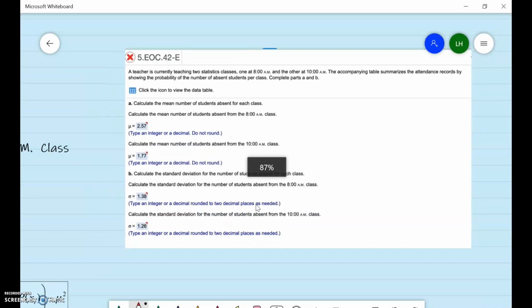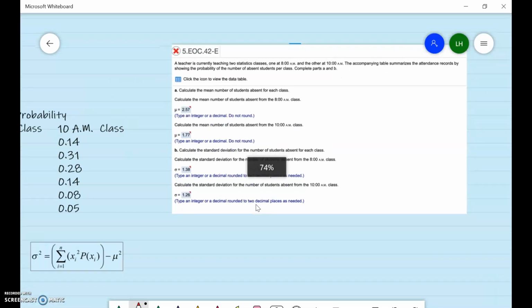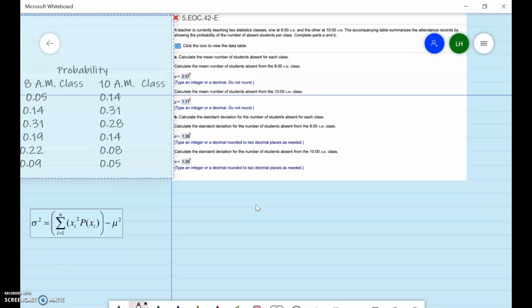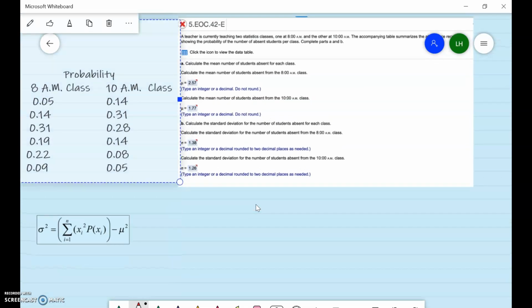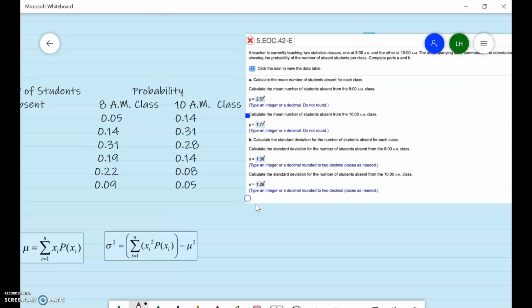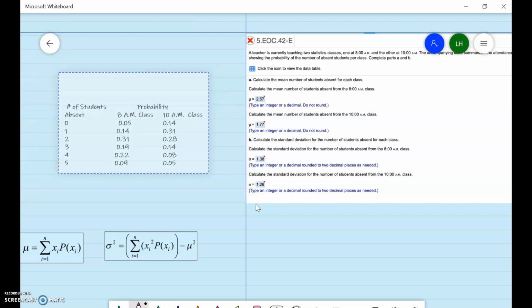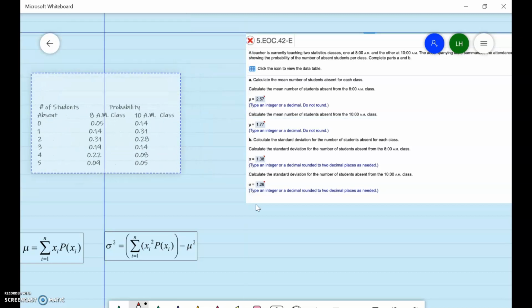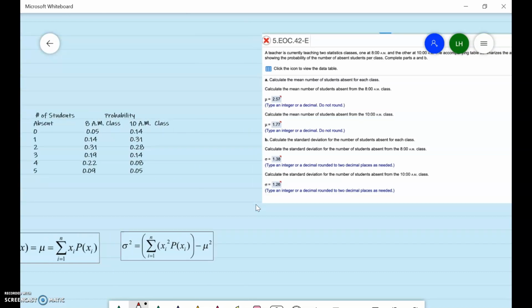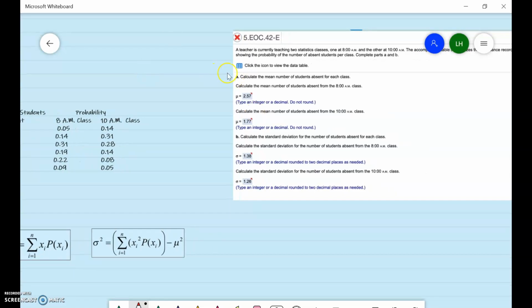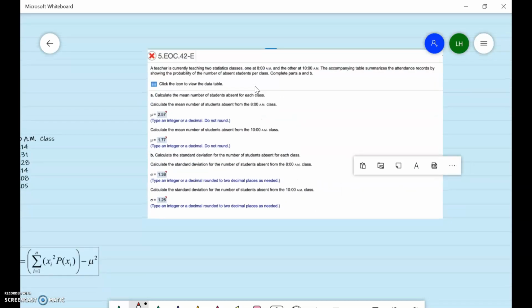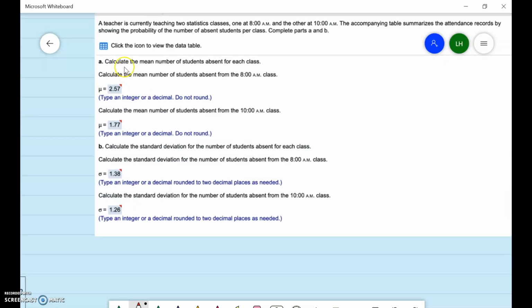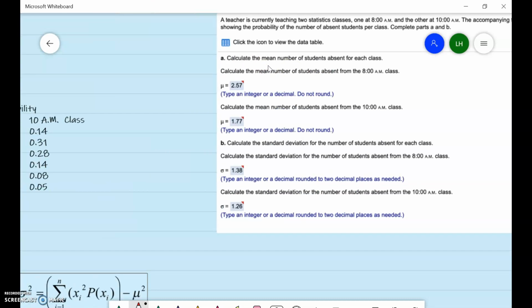distribution. Now the table, I ended up copying it over, and let me make it a little bit smaller here so I have room to work. I copied it over from the homework. Since I copied this image, I can't click on it. But we want to calculate for A, let's look at it again. Calculate the mean number of students absent for each class.